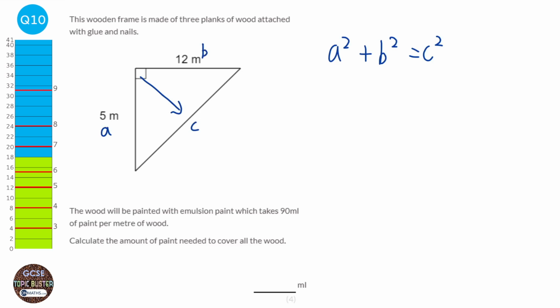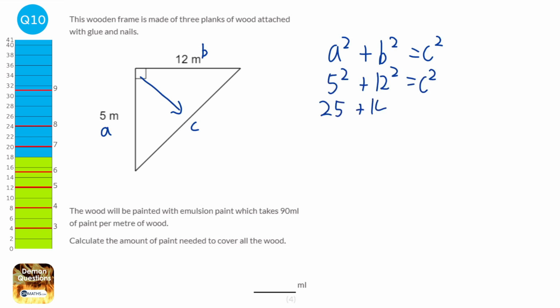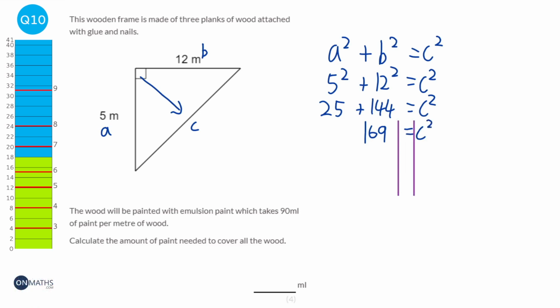So a is 5, so it'd be 5 squared plus 12 squared equals c squared. 5 squared is 25, 12 squared is 144. And so 25 plus 144 is 169. Now that's c squared, so we need to solve here, and the way to solve is just to square root both sides. And so it would be 13 equals c. Because it's distance, we don't worry about the negative 13, so just the positive 13.